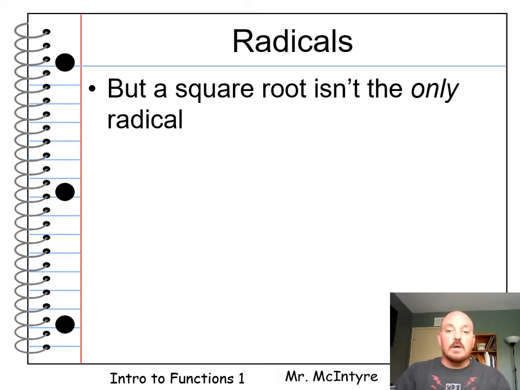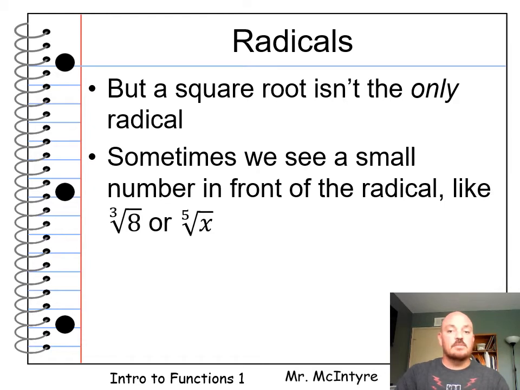Now, square roots are not the only radicals. A lot of times, we see a number in front of the radical. I gave you a couple examples here. You might see the third root, or we sometimes call it the cube root of 8, or you might see the fifth root of x. So we're seeing this little number out front. This 3 or this 5 means it's not a square root anymore, it's a different root.